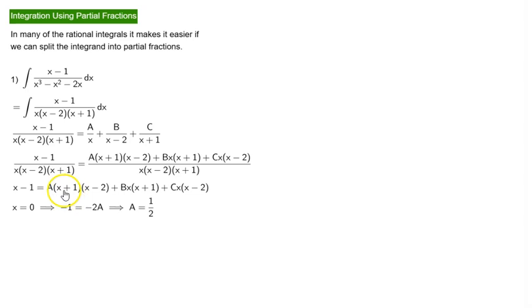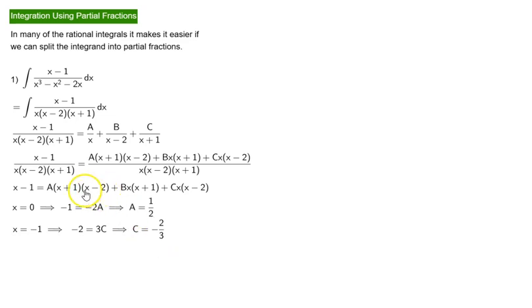Now, look at this, x plus 1 we have here. So let's make x equal to minus 1. Then this term will disappear and this term will disappear. Only this term will be there. And here, when we put minus 1, we get c times (minus 1) times (minus 1 minus 2), so minus 3. Minus times minus is plus. So minus 2 is equal to 3c, which is c equal to minus 2 by 3.